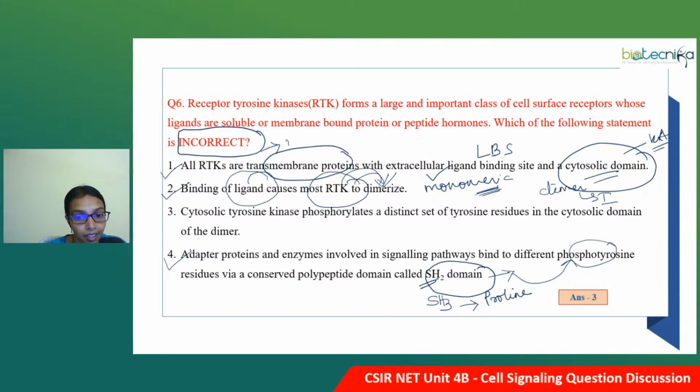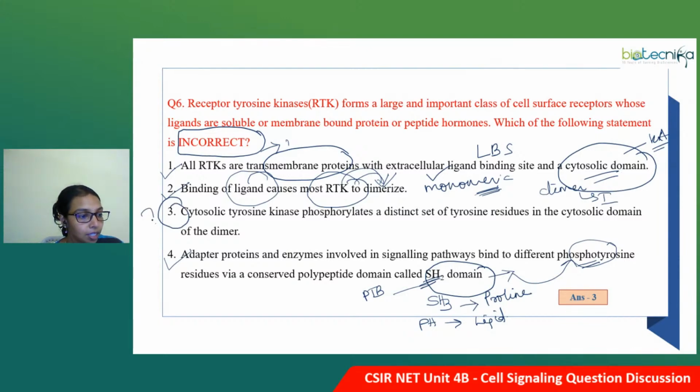Right? Similarly, like SH2, you are having PTB domain. That is also having affinity towards the tyrosine residues. And you are having PH domain, someone has mentioned. This is having affinity towards the lipid components. Right. So, why is statement 3 incorrect?